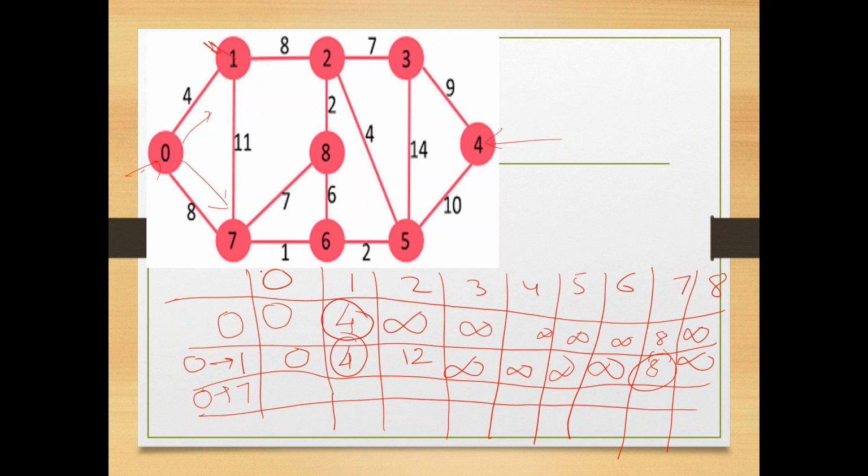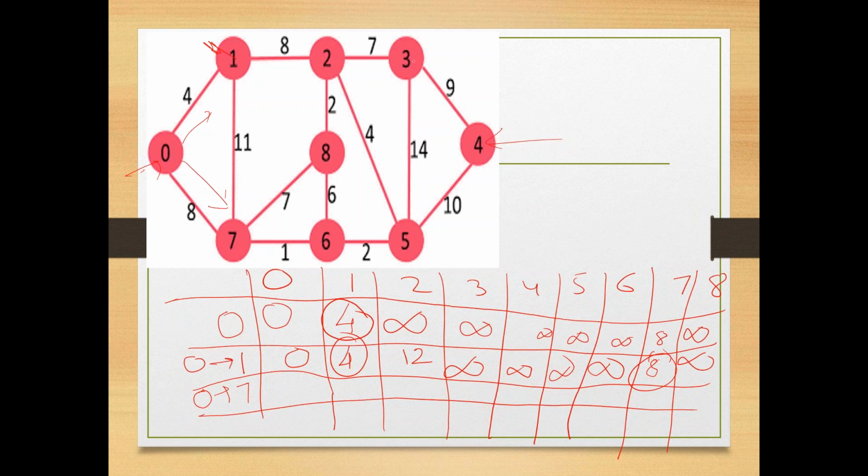When I have gone 0 to 0, it's 0. 0 to 1 I have already covered using 4. I have to go to 2. I can reach 2 using 1. Can I go to the second node using 1? Yes, I can go. 8 plus 4, 12. So I reach node 2.